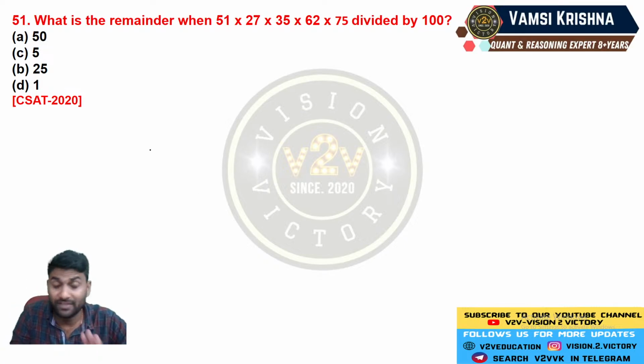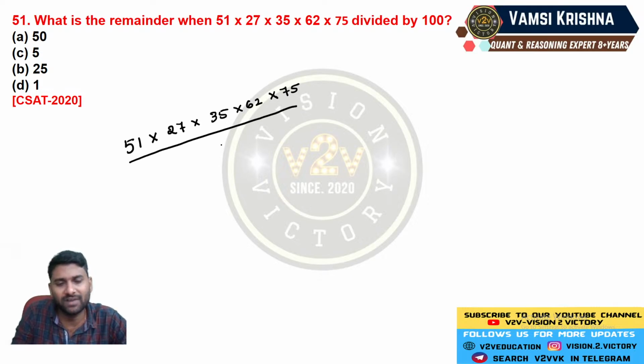Now see the question, you should understand the question here. So here the numbers are 51, 27, 35, 62, 75. All these numbers are divided by 100. What is the remainder? That is the question.